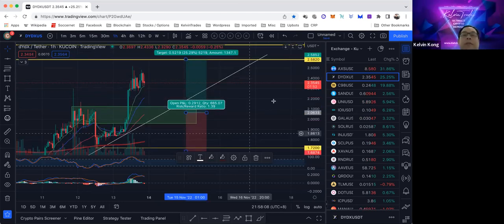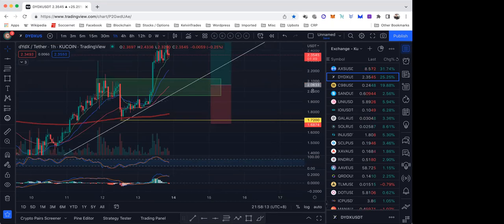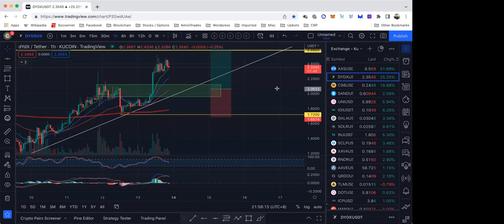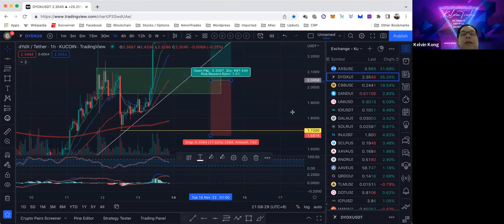What do you mean very hard? Because of that 18%, position size has to be smaller. Right, your position size cannot be too big because the stop loss is so far away. Either that or you choose a tighter stop loss. This one.